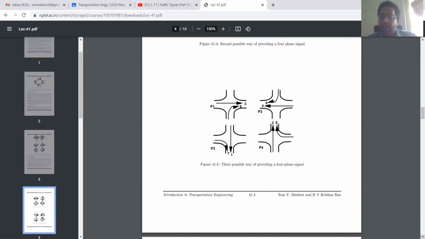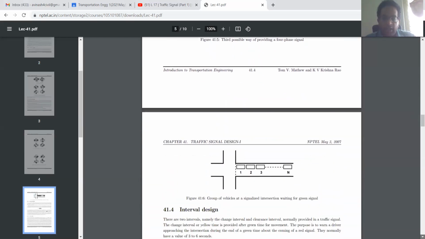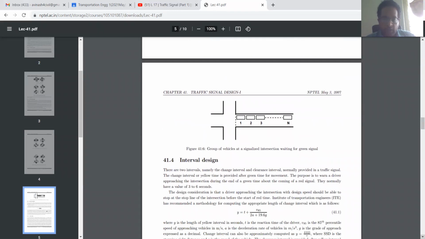We have seen two different cases of providing a four-phase signal. This is a third possible way: traffic 3 is moving in this direction and traffic 6 is moving in this direction. Traffic 4 and 5 are in this particular direction. 1 and 7 you can see here, and here you can see 2 and 8. So this is how the four-phase signal is provided. This is the third possible way of providing a four-phase signal. Okay, so that is about the different phases.